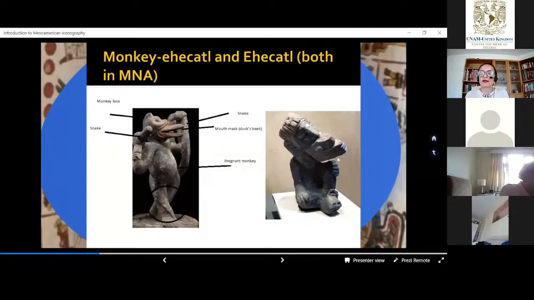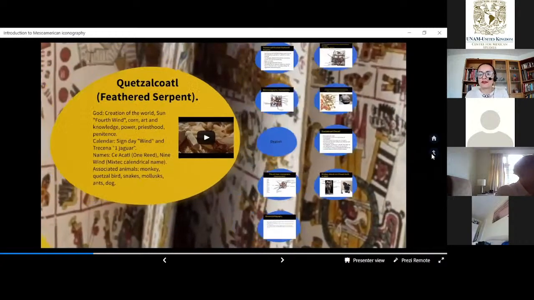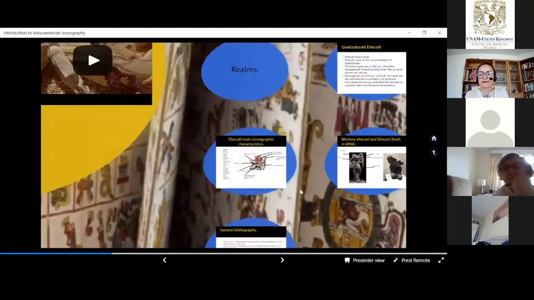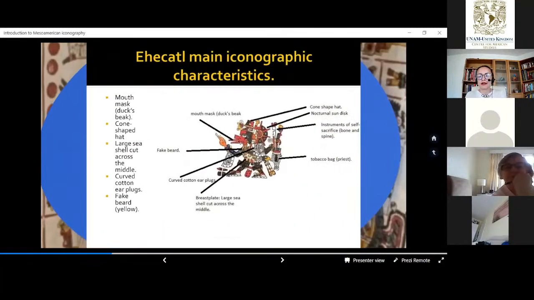And also here we have another identity, another representation, and he has as well the mouth mask that is related to the winds. So we know that other of the names of the god is Ehecatl, and here we have it. What we have in common, what you could identify again, we have the shell, we have the cork, cotton earplug, we have the mouth mask, and here it has an element that is from the Huastec region, that is a cone-shaped hat, an element of the nocturnal sun, and also has a fake beard. And so you can see the elements change, but it has distinctive iconographical elements that still appear.